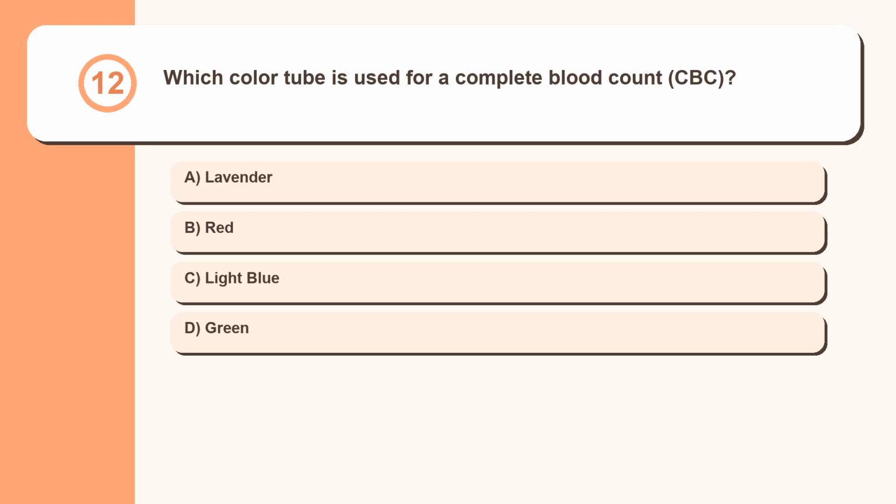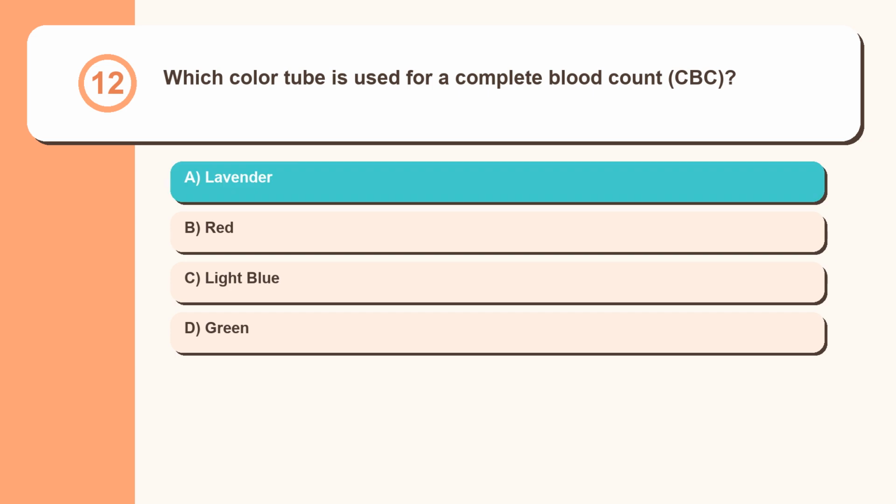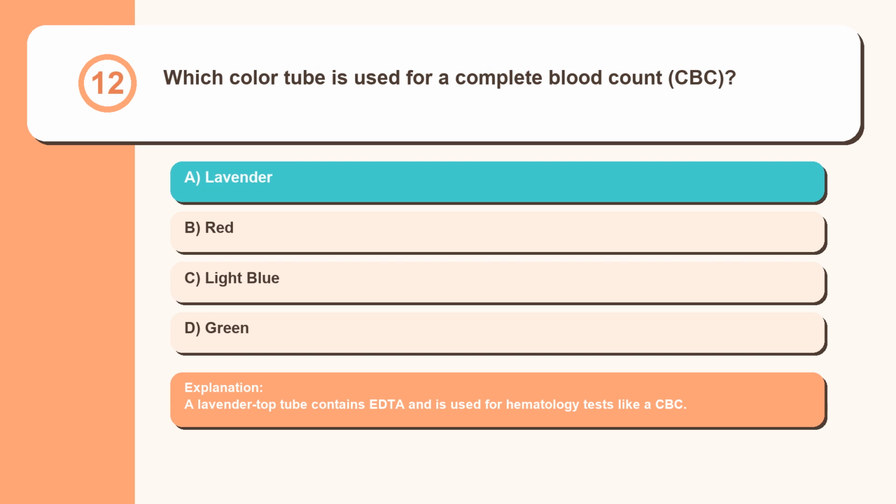Question 12. Which color tube is used for a complete blood count, CBC? Lavender, red, light blue, green. A lavender top tube contains EDTA and is used for hematology tests like a CBC.